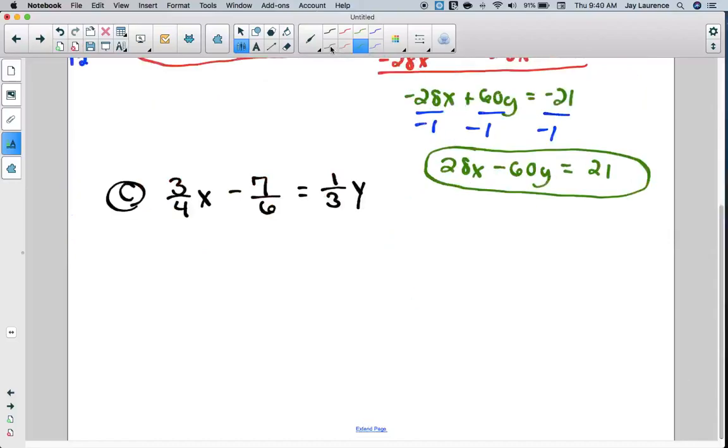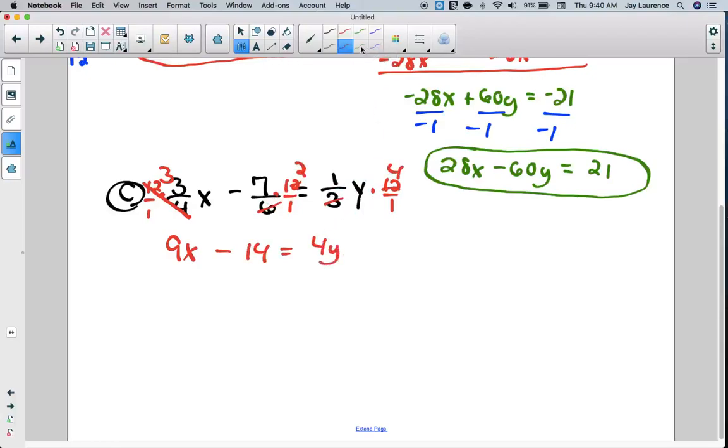All right, first thing I'm going to do is multiply by 12. I could do 24. It will work. It'll just blow everything up, make them larger than I want them to be, but it's not wrong. 12 is the least common multiple of 4, 6, and 3. Okay. 4 is going into 12 3 times. 3 times 3 is 9. This will be 9x. Okay. 6 goes into 12 2 times. This will be minus 14. 3 goes into 12 4 times. 4 times 1 times y would be 4y.